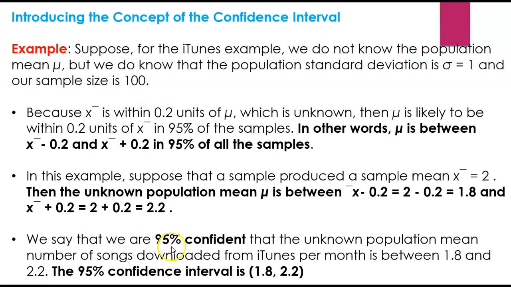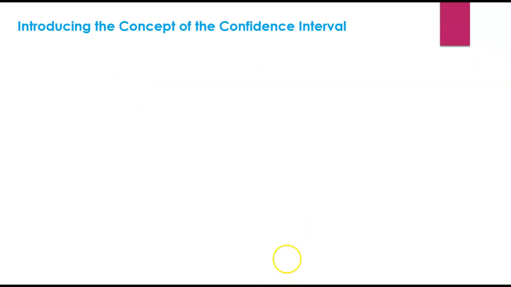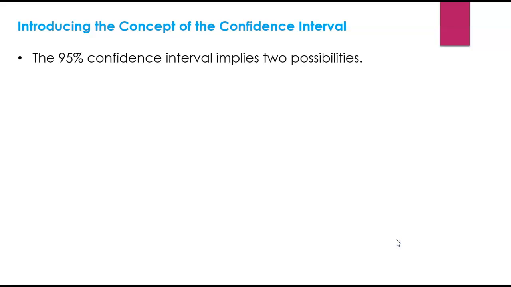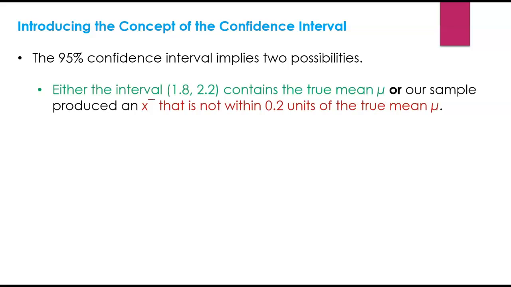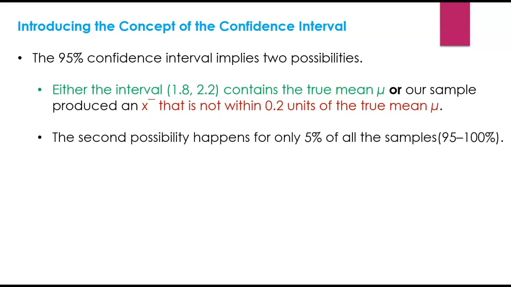From this, we were able to construct a confidence interval, in this case a 95% confidence interval that was between 1.8 and 2.2, that allowed us to say that the unknown population mean number of songs downloaded from iTunes per month is between 1.8 and 2.2. Continuing with this, we can say that the 95% confidence interval implies two possibilities. Either the interval 1.8 to 2.2 contains the true mean mu, or our sample produced an X-bar sample mean that is not within 0.2 units of the true mean mu. The second possibility happens for only 5% of all the samples.